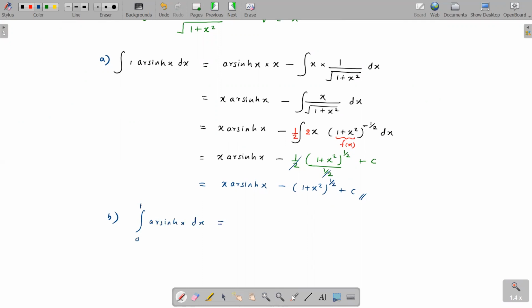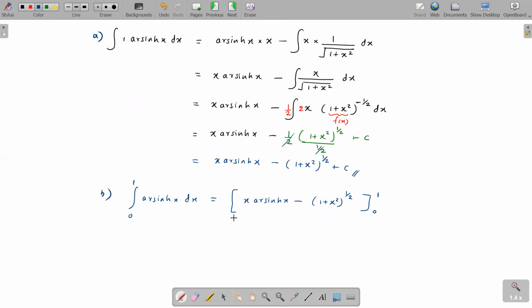So when you input the limits, what happens? You have to give the limits from 0 to 1, right? Because we already have the integration, there's no need to put the plus half when you're putting the limits. So input 1 and 0. 1 times arcsin 1, plus 1 plus 1 squared is 2 to the power half, right? Are you with me?